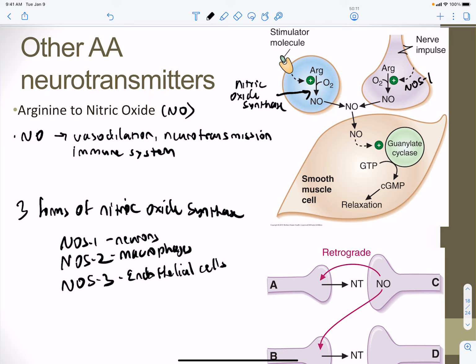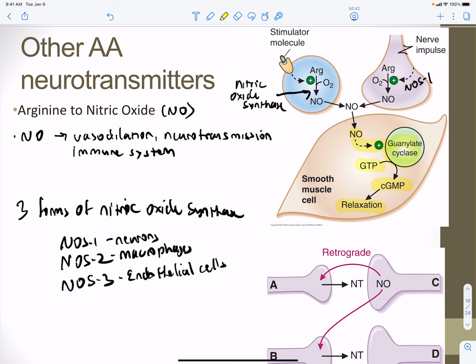So what nitric oxide can do is it can lead to an increase in cyclic GMP via guanylate cyclase. So there's guanylate cyclase, and you can go from GTP to cyclic GMP. And in smooth muscles, cyclic GMP is going to activate protein kinases that help to relax the muscle and dilate vessels. So it leads to relaxation.